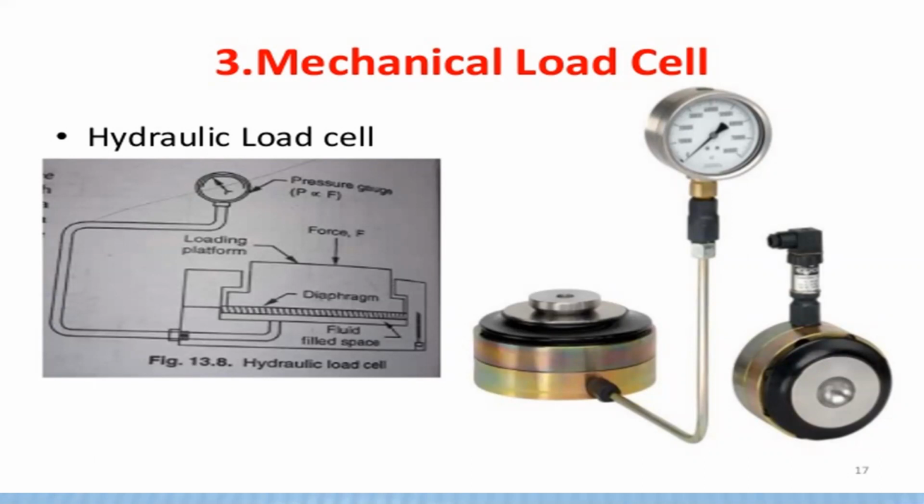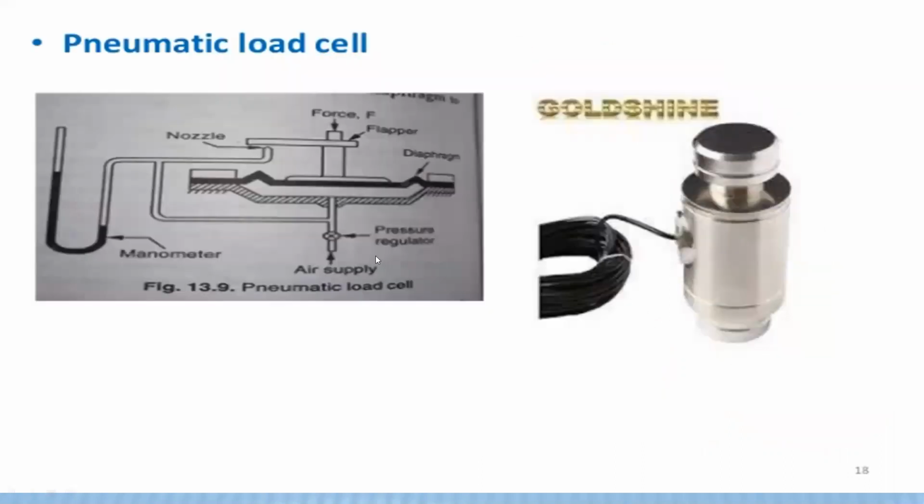One is a hydraulic load cell. You can see the hydraulic load cell. There is a fluid filled space and diaphragm, and you can apply the force on the diaphragm, loading platform, and a pressure gauge. So these are the constructional details of the hydraulic load cell.